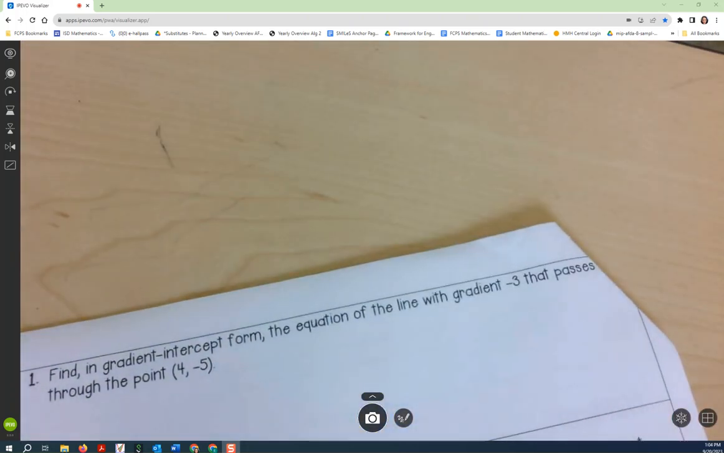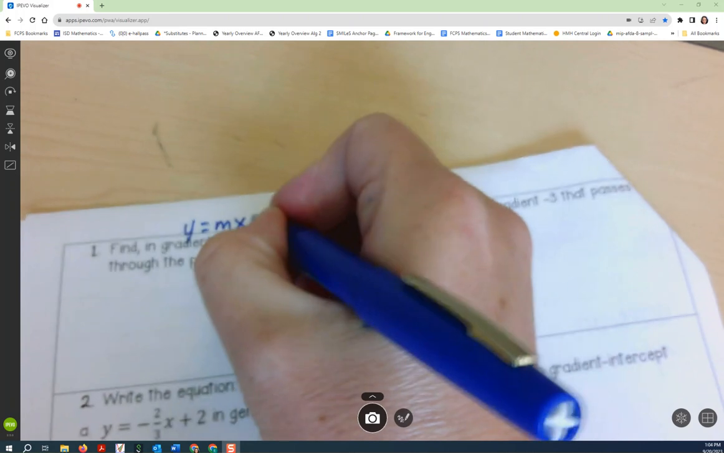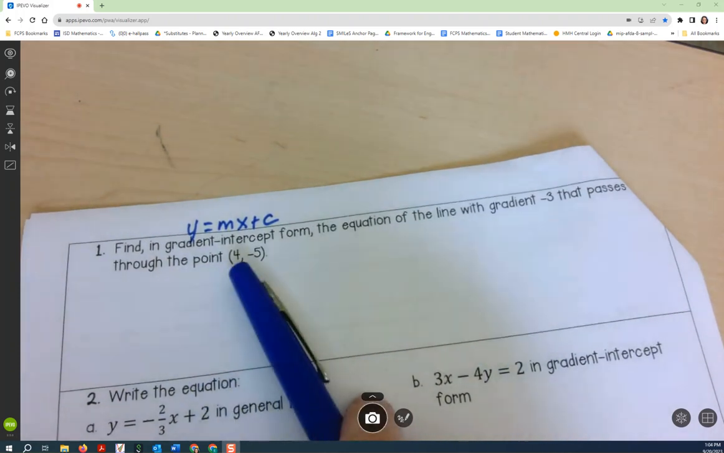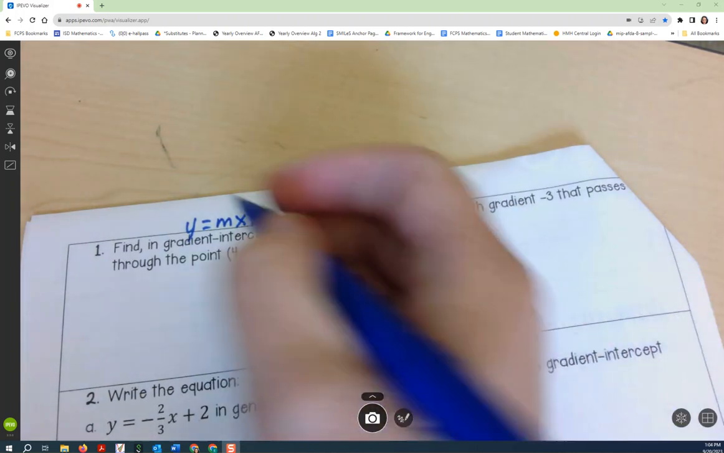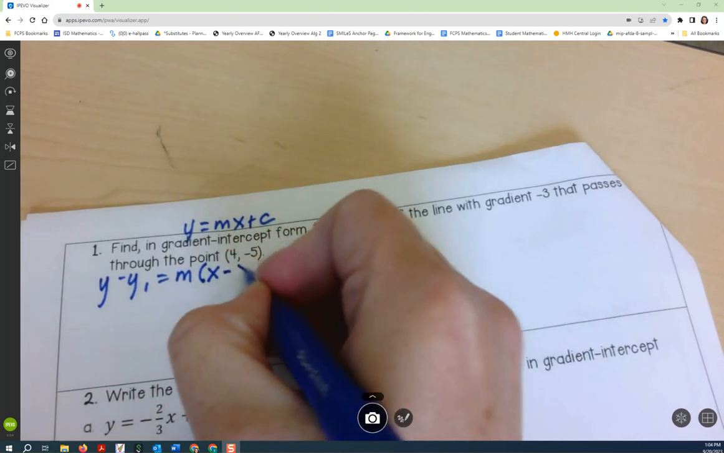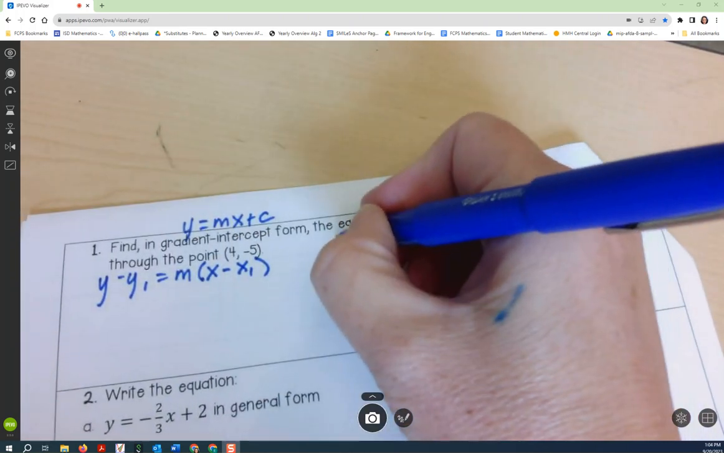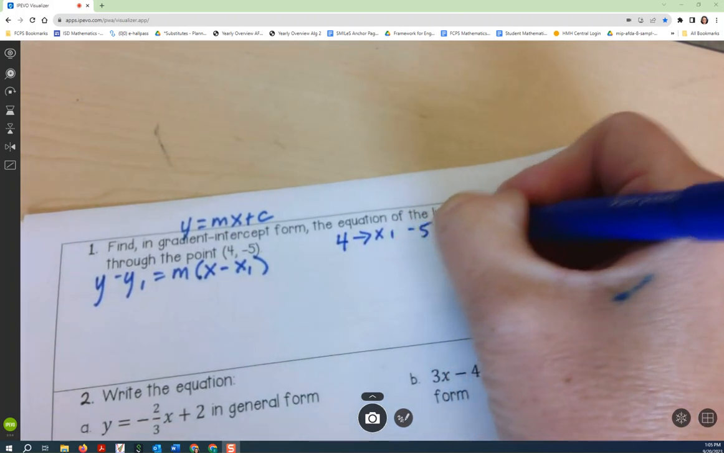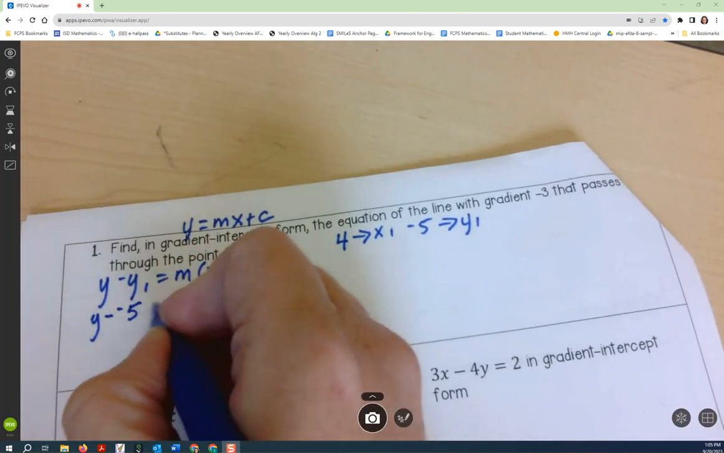All right, so we're going to be aiming for slope intercept form, gradient intercept form, which is y equals mx plus b or plus c. But we're not really given the information that we need because we're not given that y-intercept. So we're actually going to start with your point gradient form. Y minus y1 equals m times x minus x1. And we're going to put in these numbers. 4 is going to be your x1, and negative 5 is going to be your y1. So substituting those numbers in, you have y minus negative 5 equals m.